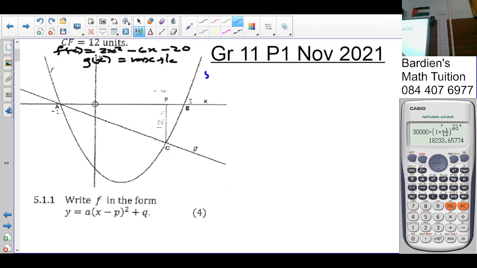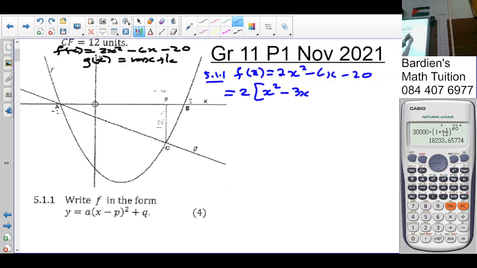So yeah, what I need to do is complete the square. So f of x is equal to 2x squared minus 6x minus 20. But take out 2 as a common factor, I'm left with x squared minus 3x minus 10. So of course you must add a number to complete the square and subtract that same number. In this case the number is 3 times a half, which is 3 over 2. Squared is 9 over 4. So there's your perfect square trinomial.